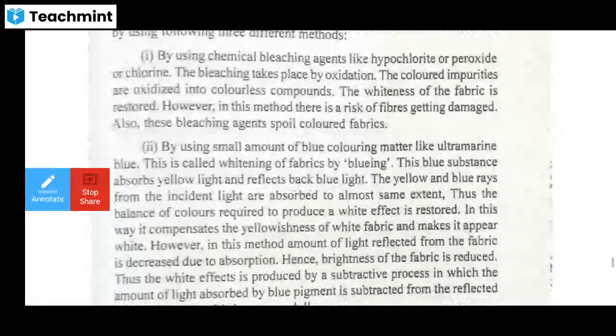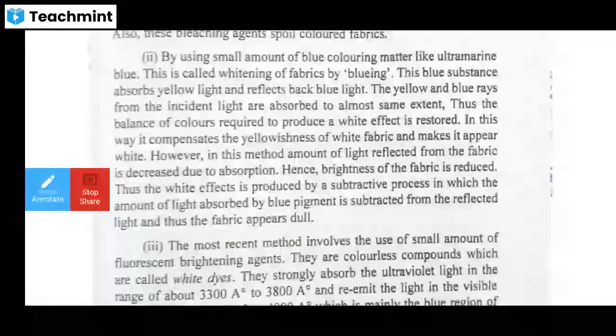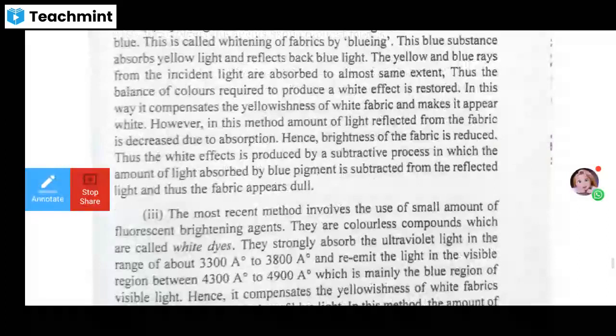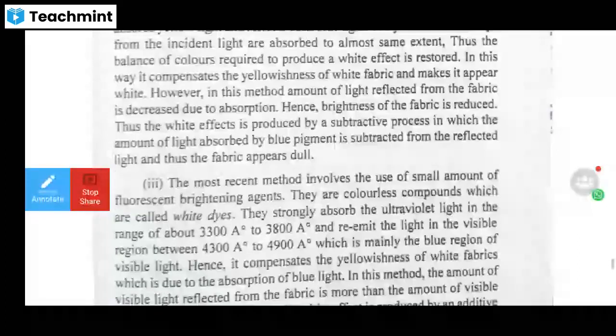Next is by using a small amount of blue coloring matter like ultramarine blue, and this is also called whitening of the fabrics by bluing. These blue substances absorb the yellow light and reflect the blue colored light, so the yellow and blue rays from the incident light are absorbed to almost the same extent.